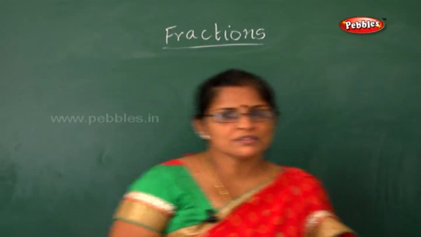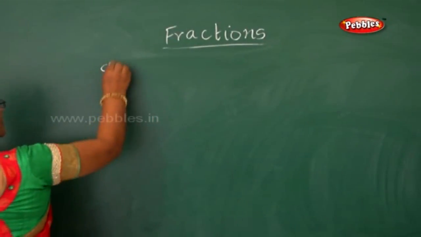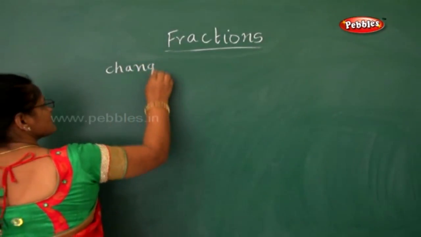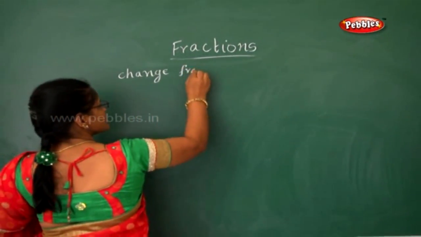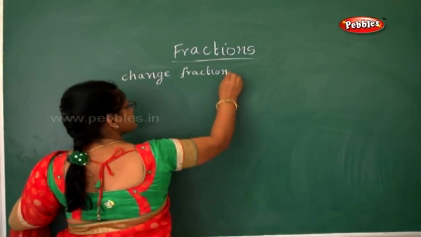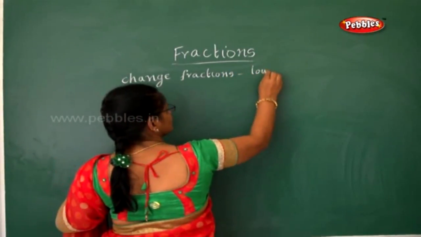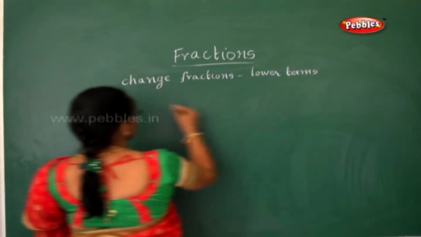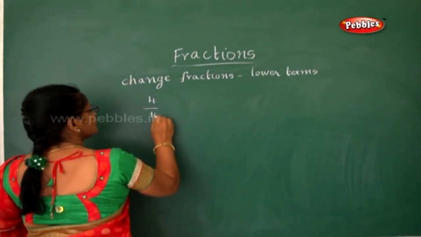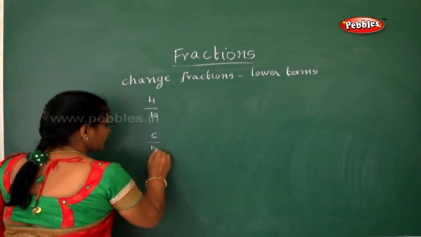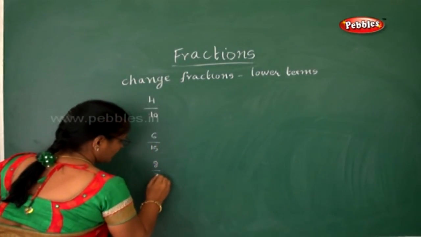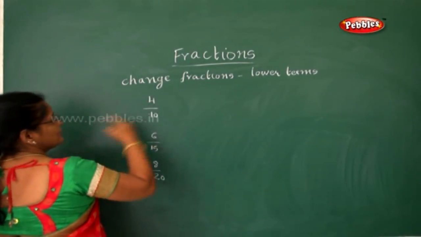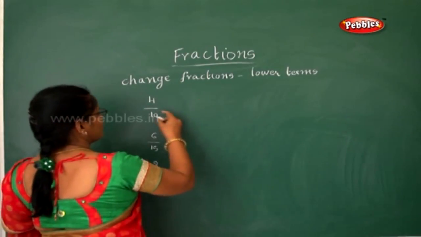The next one is changing the fractions into lower terms. 4 by 10, 6 by 15, 8 by 20. Now how will you do this? Change the fraction into lower terms.